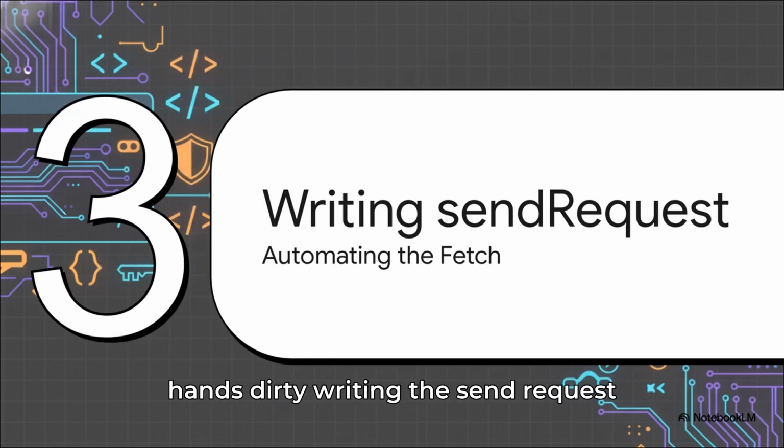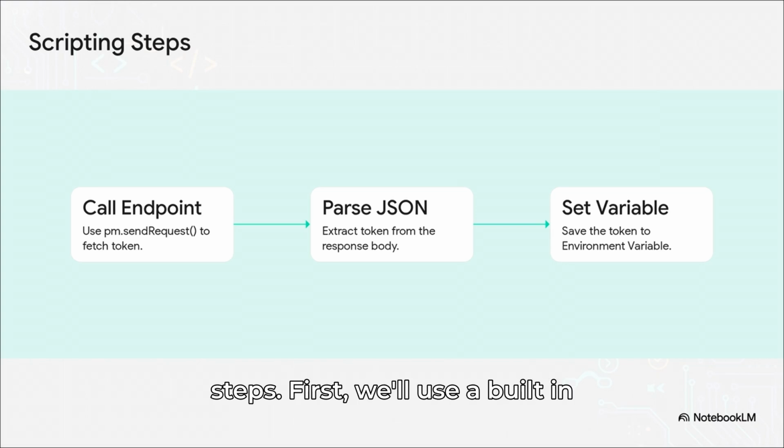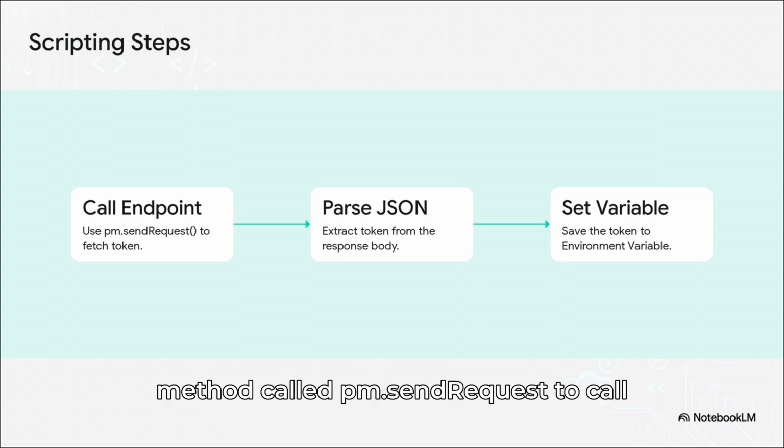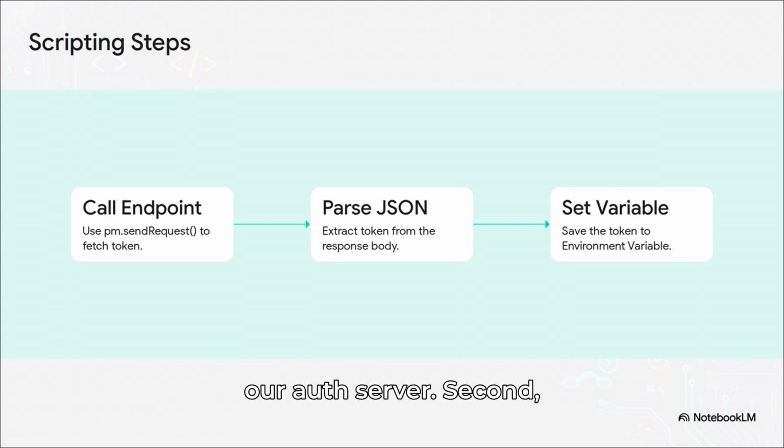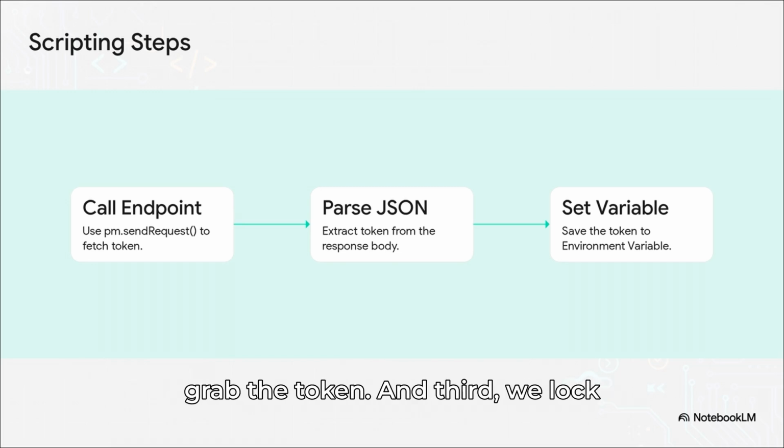Okay, section 3. Let's get our hands dirty writing the send request script and automating that fetch. We're going to break the logical flow of our script down into 3 super straightforward steps. First, we'll use a built-in method called pm.sendRequest to call our auth server. Second, we parse the JSON response body to grab the token. And third, we lock that token into a dynamic environment variable.